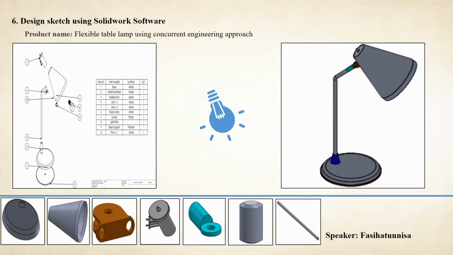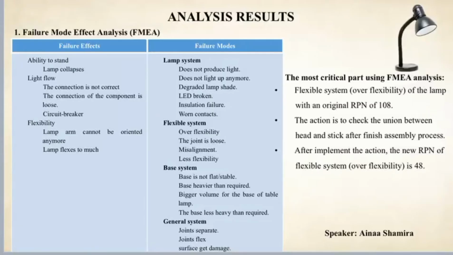Next is a design sketch using SolidWorks software. This is our product that we designed in SolidWorks software. Now we move to the analysis result using FMEA. Here is the failure effect, and here is the failure mode. After using FMEA analysis, we found that the most critical part is over flexibility in the flexible system. It shows the highest RPN, which is 108. Then we take action to check the union between the head and the stick after finishing the assembly process, and the RPN is reduced to 48.